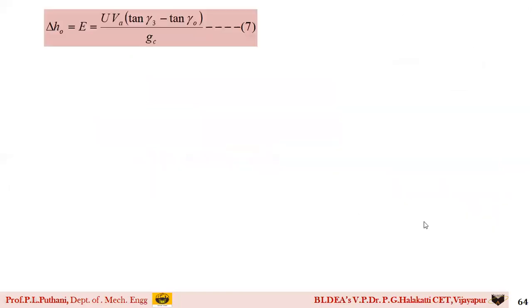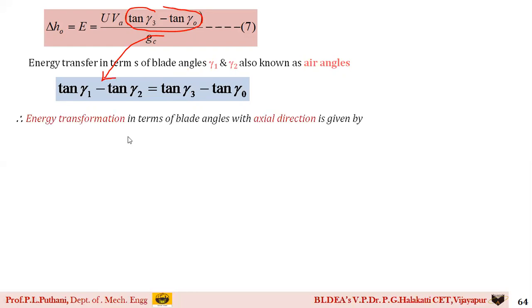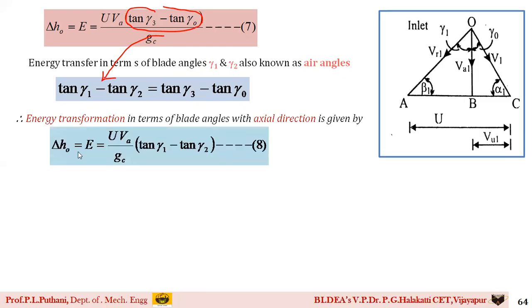So equation 7, once again I will take. I am showing that we can replace in terms of the blade angles gamma 1 and gamma 2. So tan gamma 3 minus tan gamma naught is equal to, this is the replacement, tan gamma 1 minus tan gamma 2, in terms of blade angles with the axial direction. And we can write that equation as E is equal to U VA by GC, and equation 7 can be written as tan gamma 1 minus tan gamma 2.